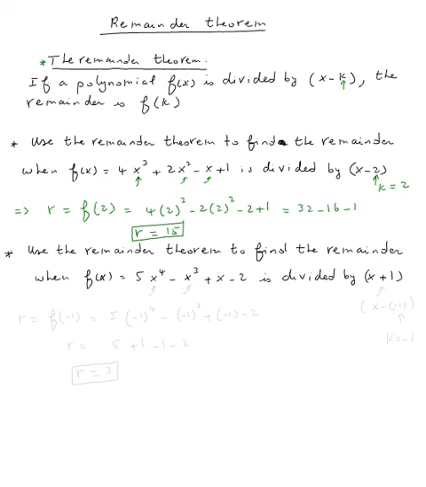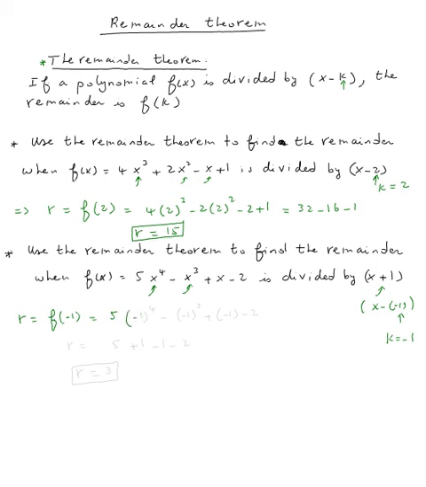Same thing for the second example. We need to use the remainder theorem to get the remainder when f of x is divided by x plus 1. Now we need to rewrite x plus 1 as x minus minus 1, which means our k happens to be negative 1. So therefore, the remainder is not going to be equal to f of 1, it will be equal to f of negative 1. So all we do, f of negative 1, means plug in negative 1 into each x.